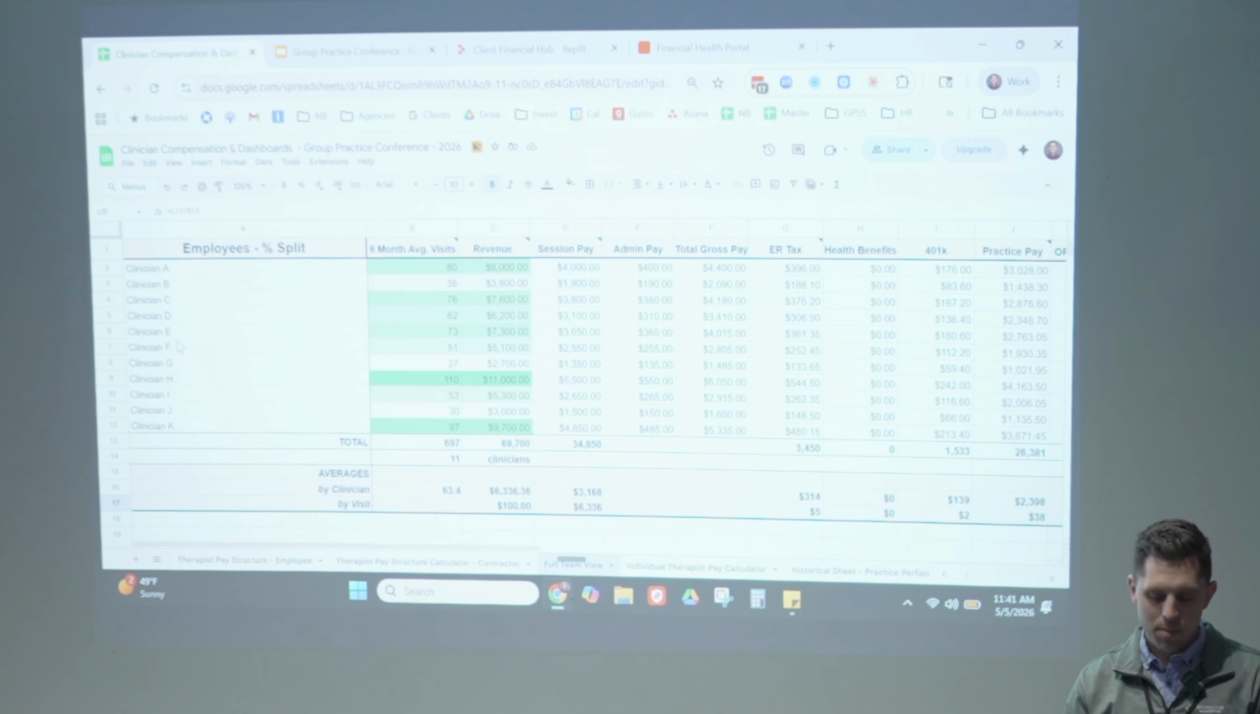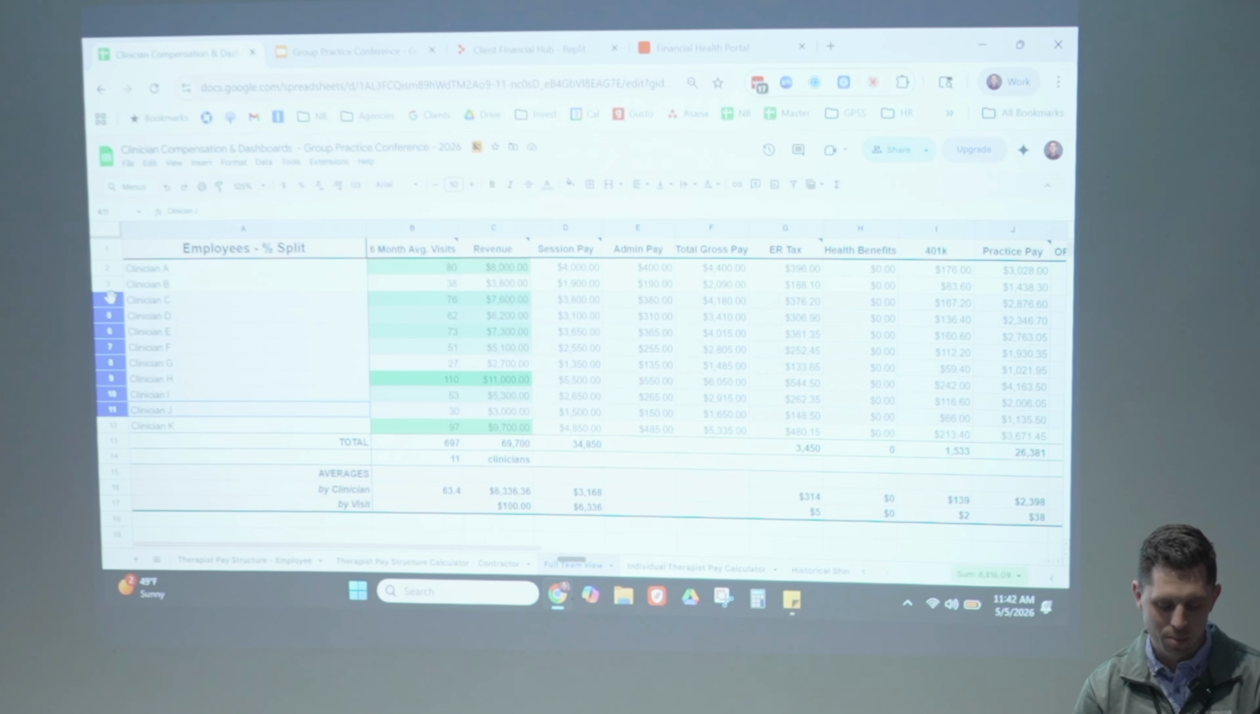All right, so how many clinicians do you have? So we have close to 30. Okay, growing. We maybe won't do all of them. Yeah, no, we don't have to. Do you have a couple different pay structures or a couple different situations?